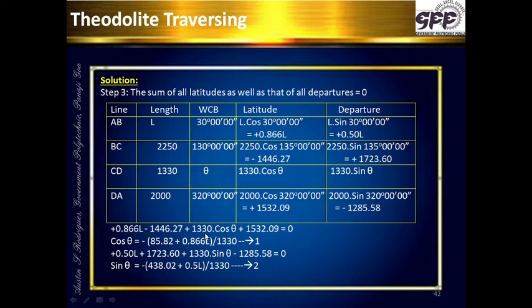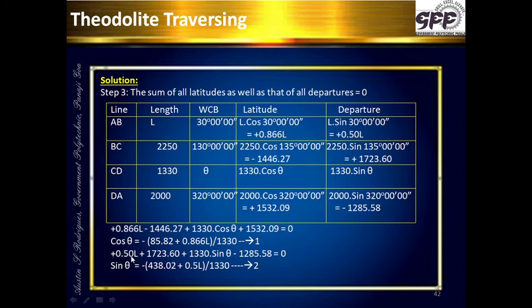Having done that, 1330 which is multiplied to cos theta, it comes in the denominator. So cos theta becomes equal to minus 85.82 plus 0.866 into L, the whole thing upon 1330. Please note 1330 was multiplied by cos theta. So when I move first term, second term and third term on the right hand side, the second term and the third term can be added or subtracted as the case may be. So we have only two terms on the right hand side and the whole thing gets divided by 1330. That becomes my equation number 1. Remember, the whole thing comes in terms of cos theta.